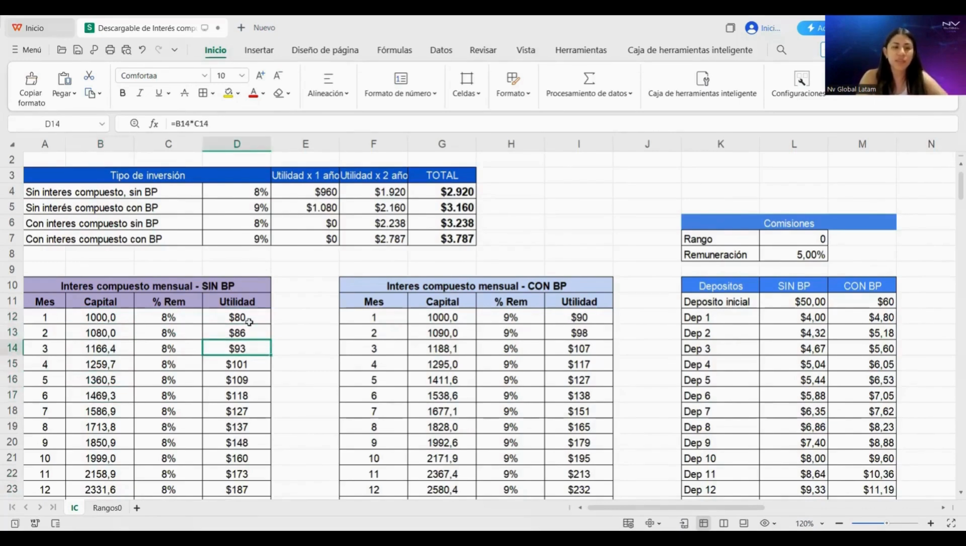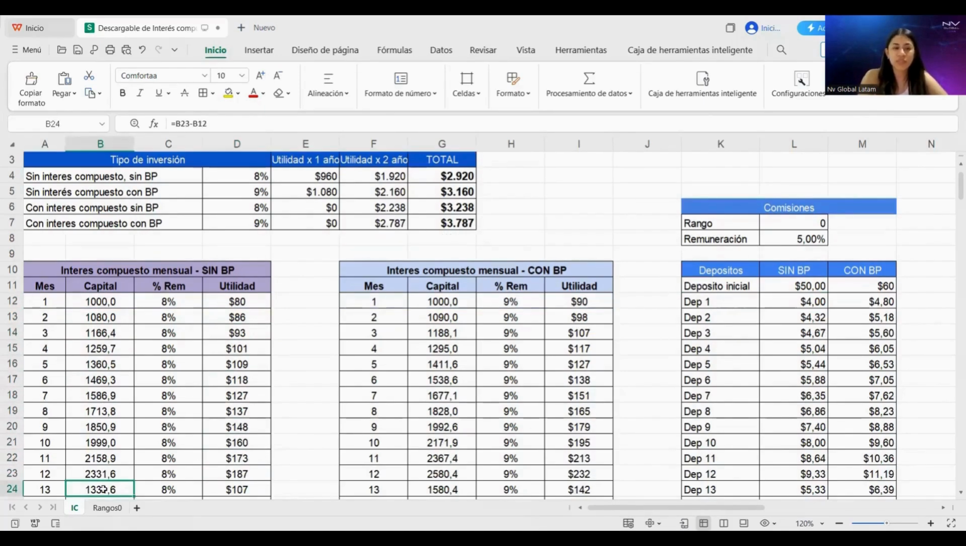What happens after month 12? After month 12, the $1,000 plan has already expired. So my capital will drop from $2,331 to $1,331, right? Because I already withdraw the capital from the first plan I opened, which was the $1,000. So I will now have a capital of $1,331, which will also continue earning me 8% per month, right?